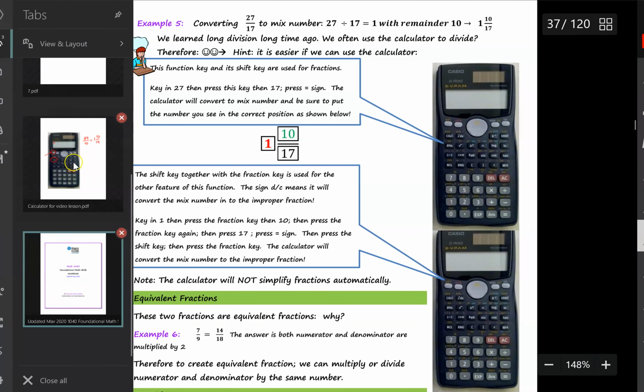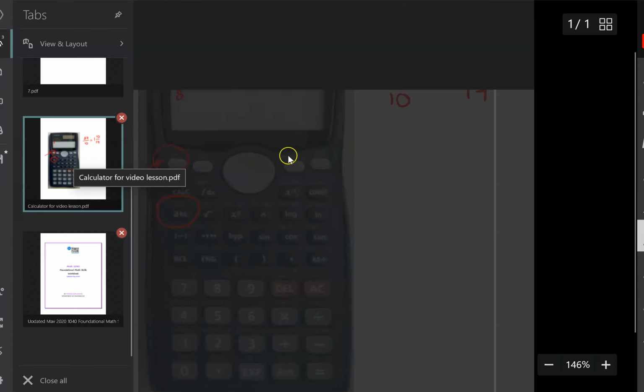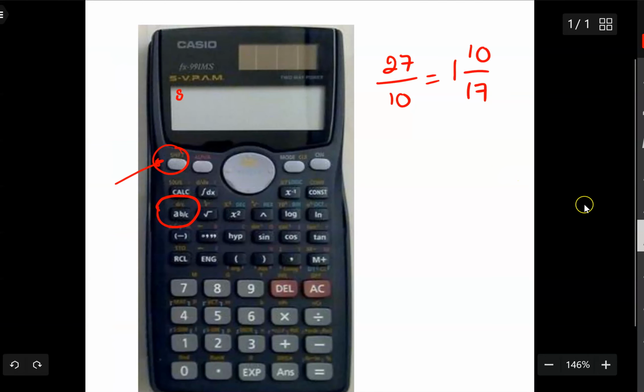Okay, so in the previous video, I would like everyone to convert 27 over 17 to 1 and 10 over 17 as a mixed number. And from this mixed number, you can convert it back to your improper fraction using this Casio FX-991MS calculator. I would like everyone to pay attention to this key on your calculator, and the shift key as well.